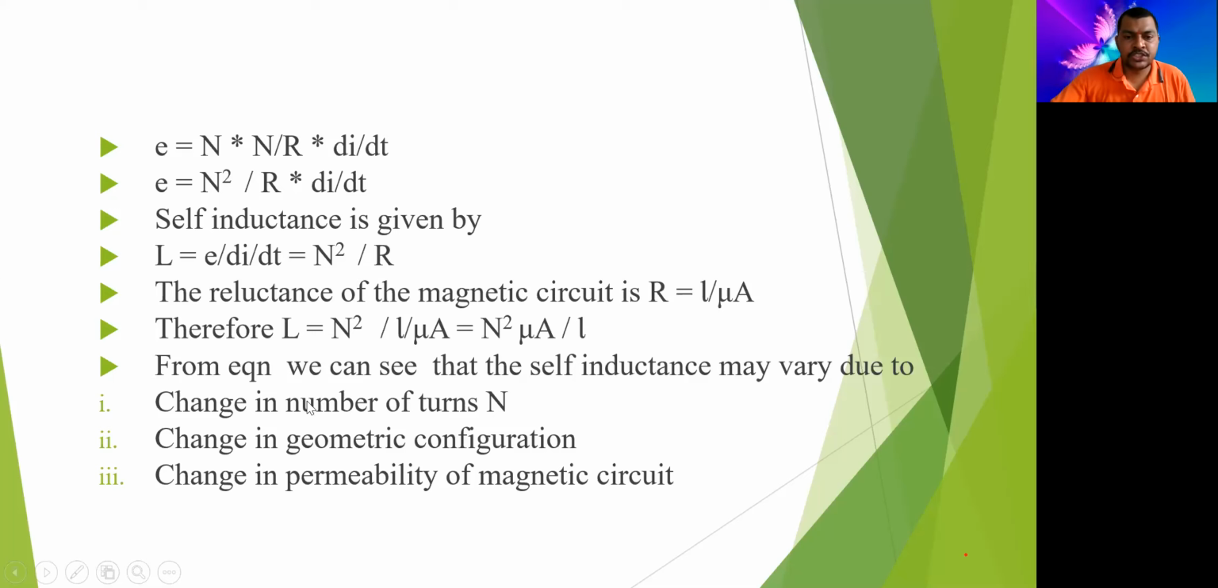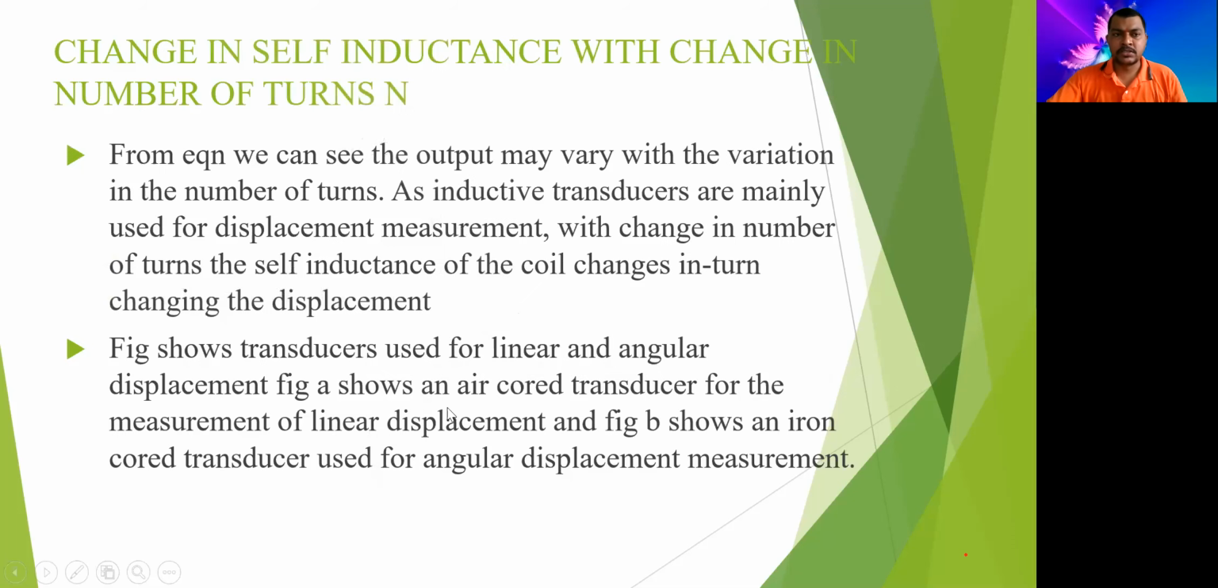And from this equation, we can see that the self-inductance may vary due to change in number of turns. If you increase or decrease the number of turns in a coil, change in the geometric configuration, that is the area of the coil, and change in permeability of the magnetic circuit, right? So mu is the permeability of the magnetic field, and A is the area of cross section. l is the length of the coil, right? So these are the parameters which can change the inductance, right?